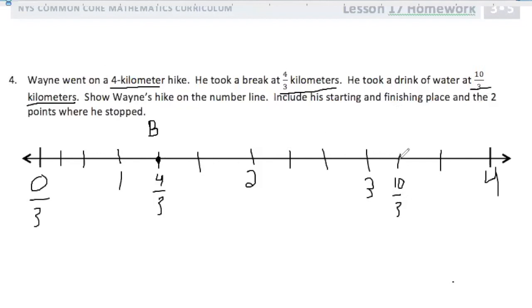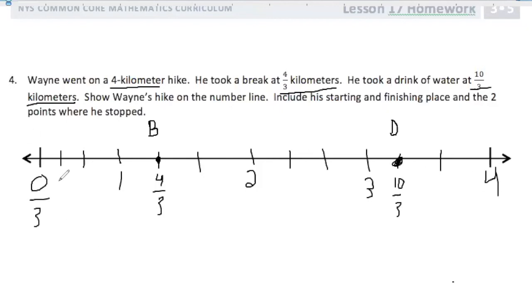And then let's label that. I'm going to pinpoint that. It says he took a drink of water. Let's just do D. Took a drink right there. So at 4/3 along the way, he took a break. And then over here, he took a drink of water at 10/3 of a kilometer. So show Wayne's hike on the number line. We did that. And include his starting and finishing place and the 2 points where he stopped. We got it, just like that.